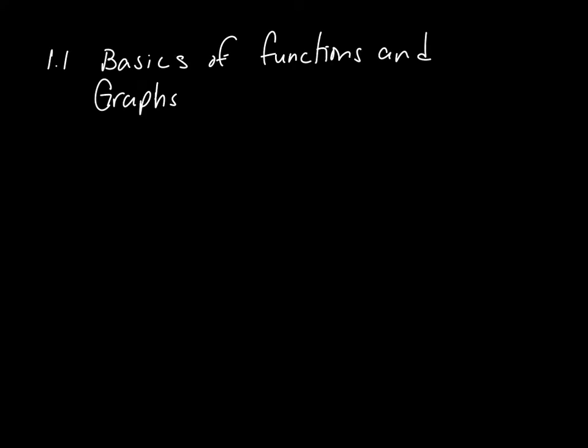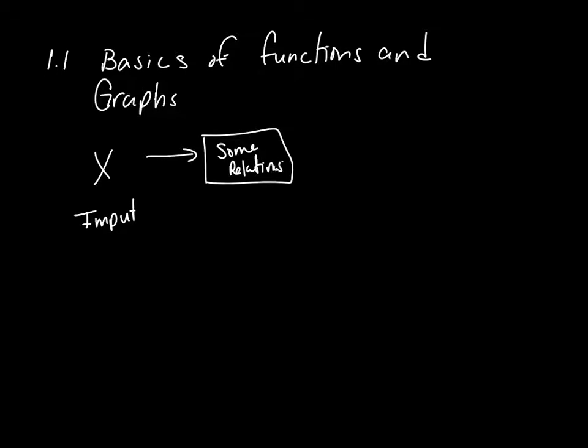So what is a function? A function is just some x, which is your input, some relation, and then y. And this is the important part. It has a unique output. So what that means is for every x, there must only be one thing that you can output.